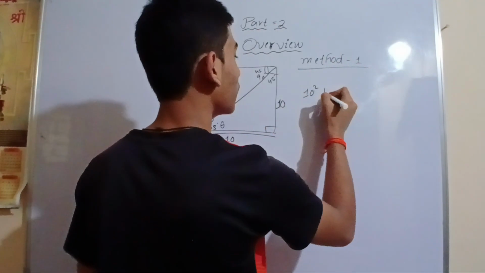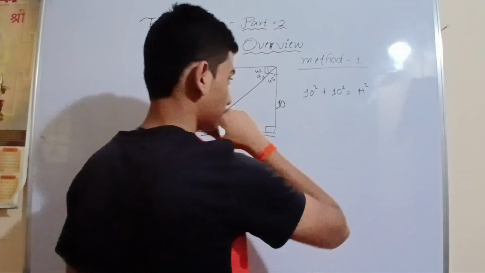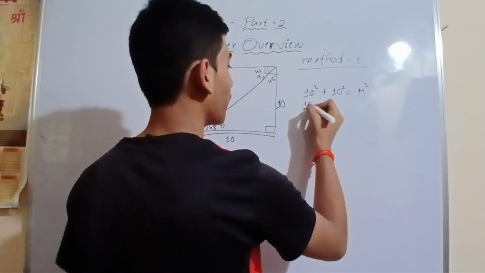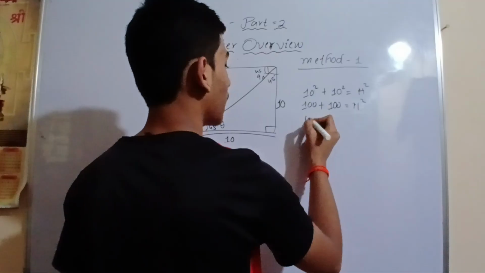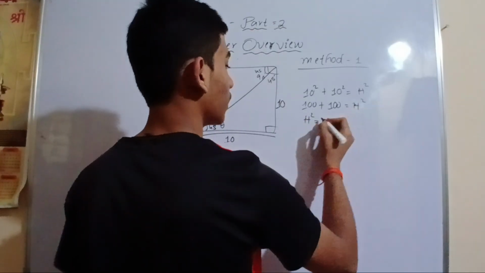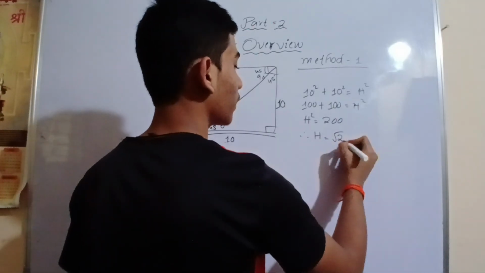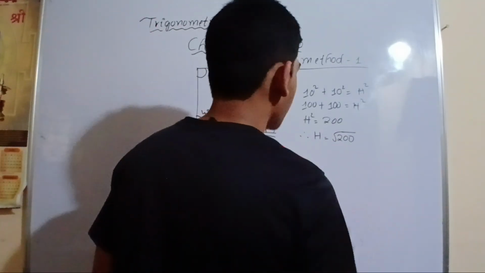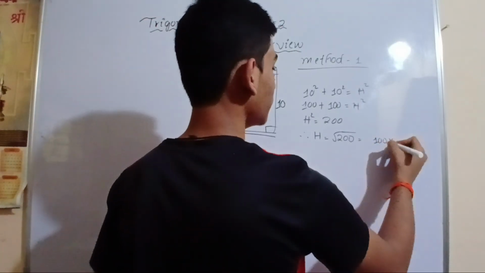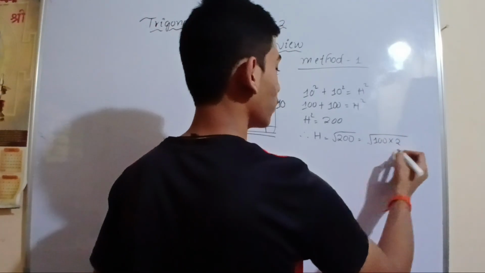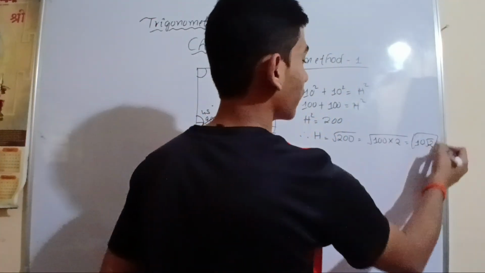10 square plus 10 square equals hypotenuse square. 100 plus 100 equals hypotenuse square. Hypotenuse square equals 200. Therefore hypotenuse equals root over 200, which can be written as root over 100 into 2, which can be written as 10 root 2. So this is our final answer.